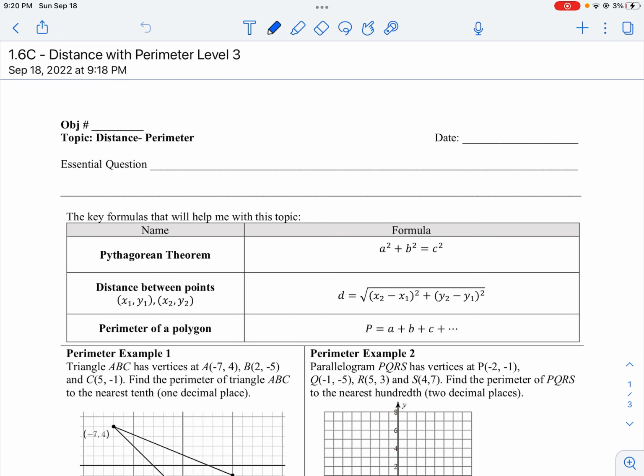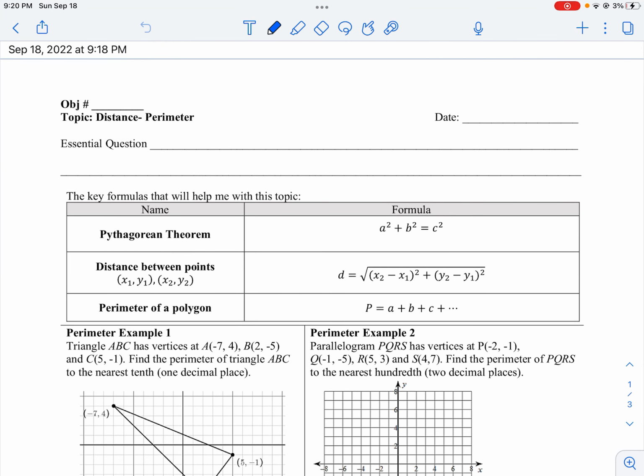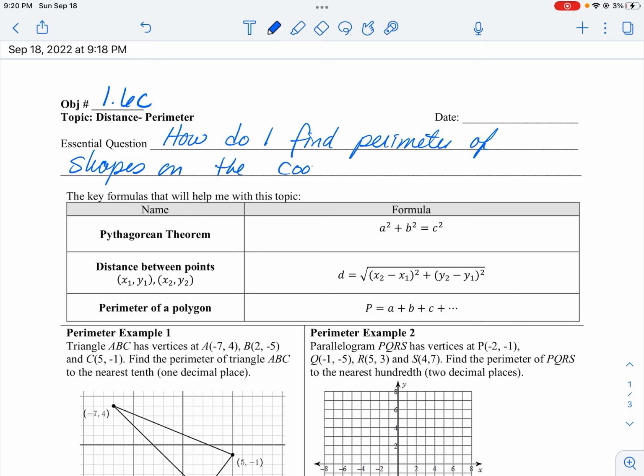We have notes today for objective 1.6c. We use the distance formula to find the perimeter of shapes in the coordinate plane. So our essential question is, how do I find the perimeter of shapes on the coordinate plane?